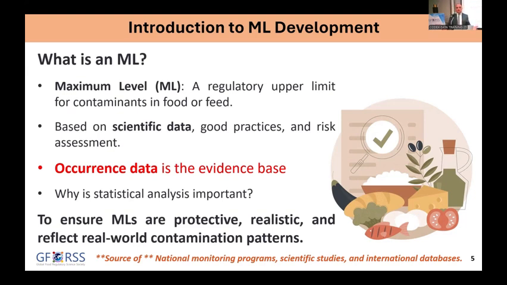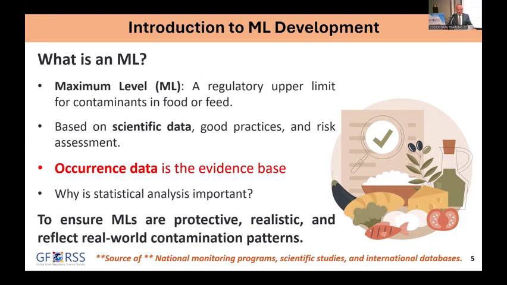What do we mean by occurrence data? It's the data that is basically reflecting the concentration or the amount of a contaminant in a food. Okay, this is the occurrence data. And as we said before, the food that is as much as possible close to what we eat.